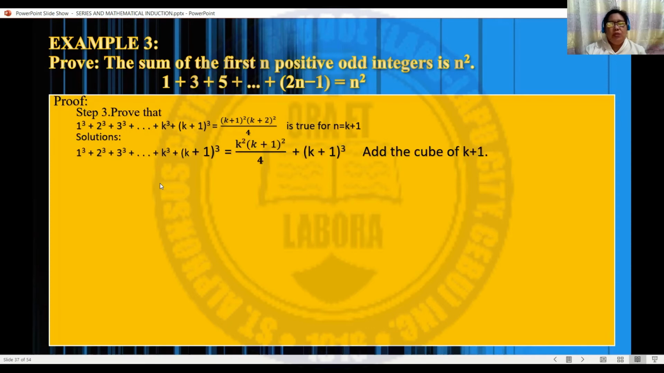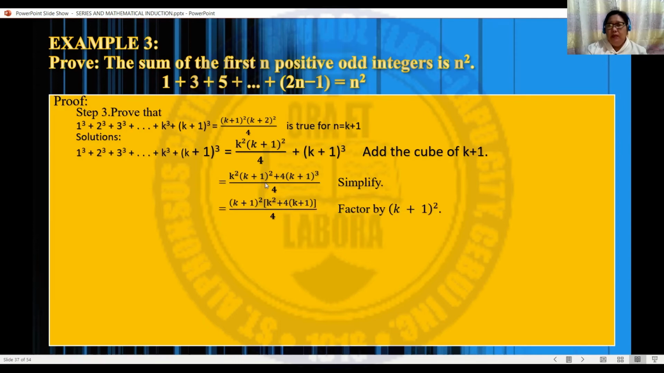So for the solutions, you have to add the cube of k plus 1. So the last here is k cubed. Just add the cube of k plus 1. Add it also to the other side. And then simplify this part. The LCD is 4. So what we have is k squared times the square of k plus 1 plus 4 times the cube of k plus 1.